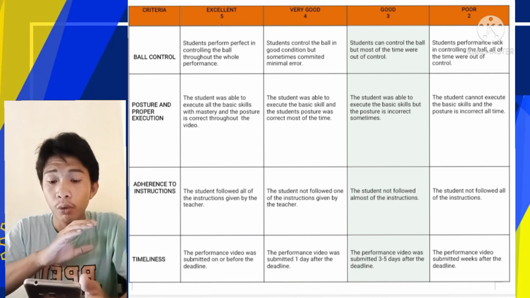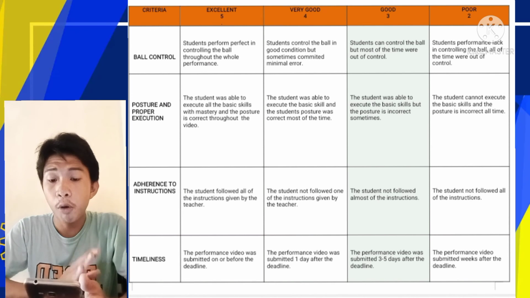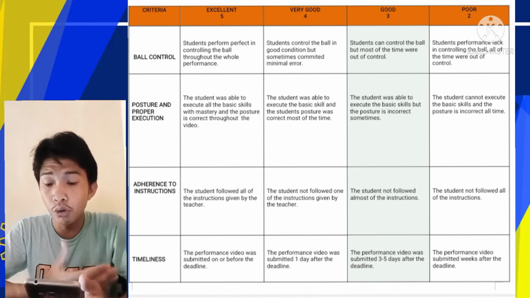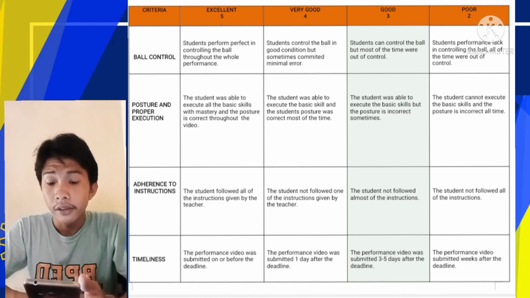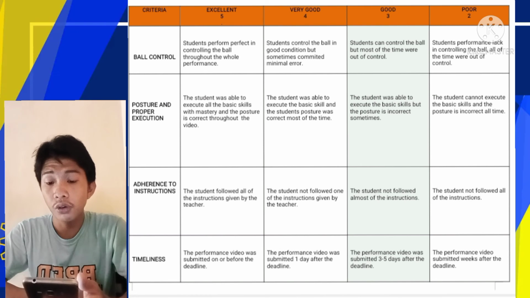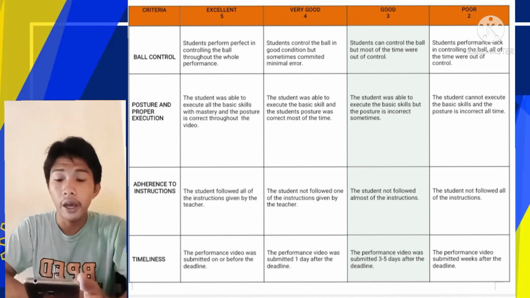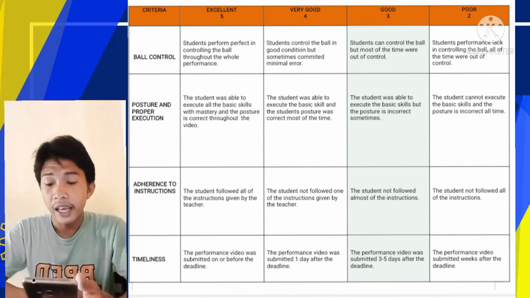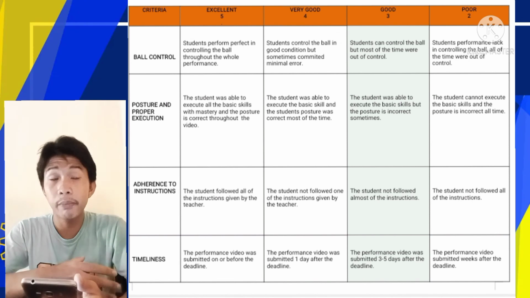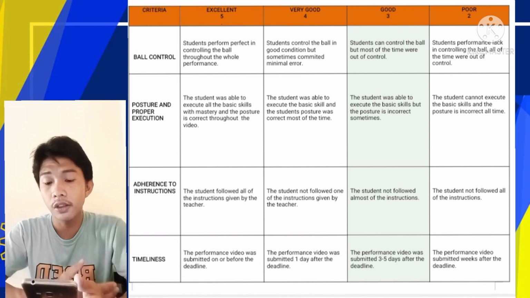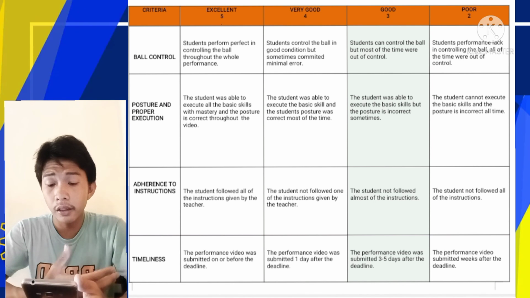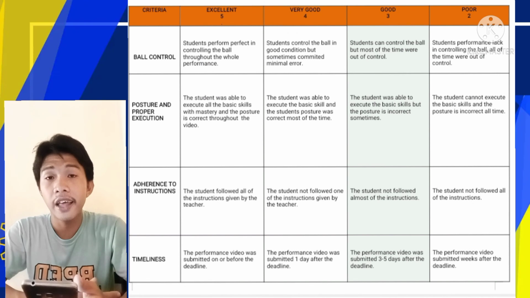In ball control, if the student wants to gain 5 points, the student must perform perfectly in controlling the ball throughout the whole performance. For posture and proper execution, the student was able to execute all the basic skills with mastery, and the posture is correct throughout the video. For adherence to instruction, the 5 points is given if the student follows all of the instructions given by the teacher. And for timeliness, the performance video was submitted on or before the deadline.